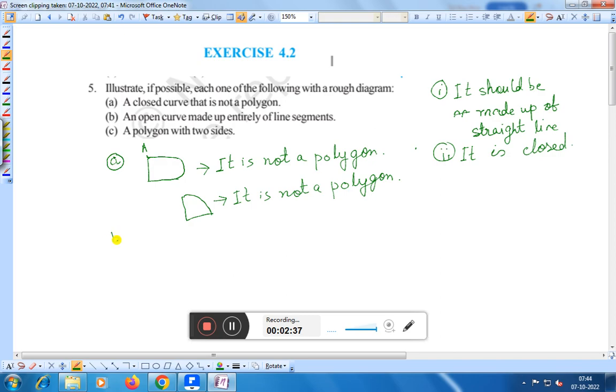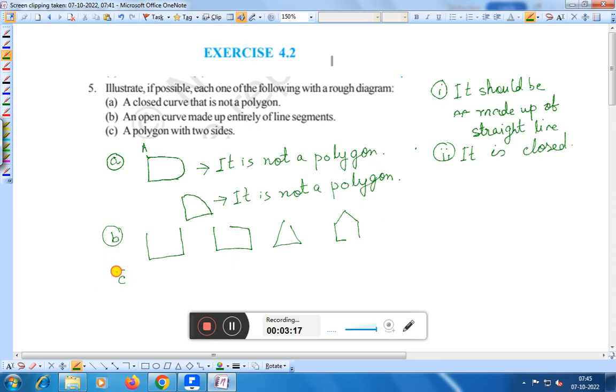Now question number B. An open curve made of entirely line segments. Open curve, this is very easy. Suppose this one is entirely line segments, but it is an open curve, or you can say like this. This is also an open curve entirely of line segments. These are all open curves made up of entirely line segments, 3, or 4, or you can write 5 also. This is also an open curve, right? This is question number B.